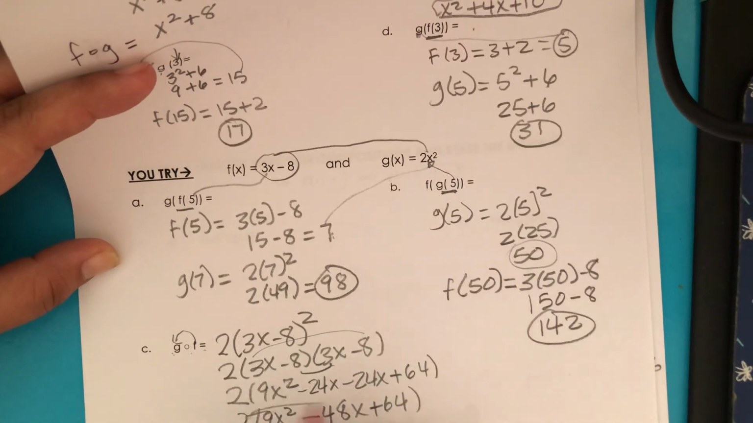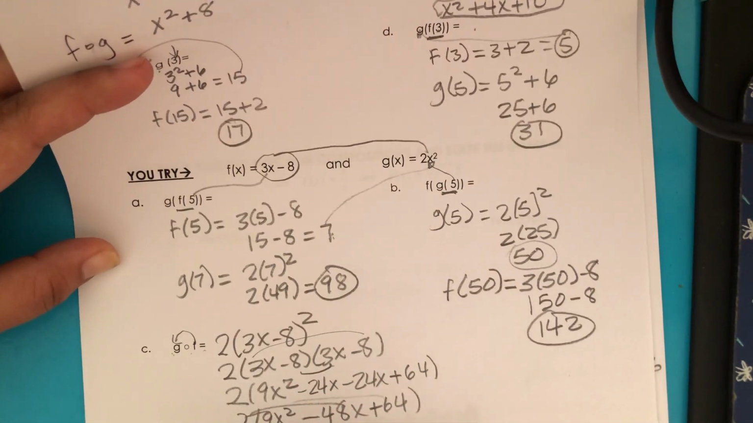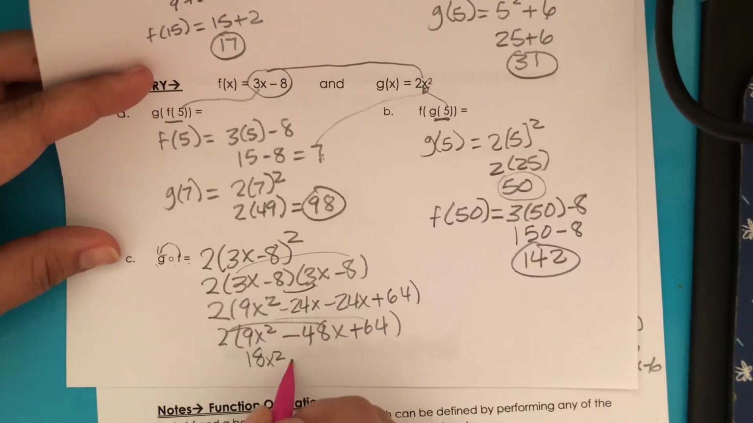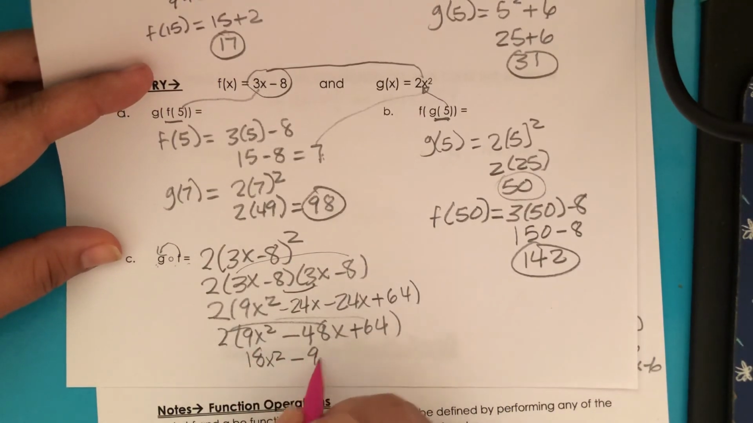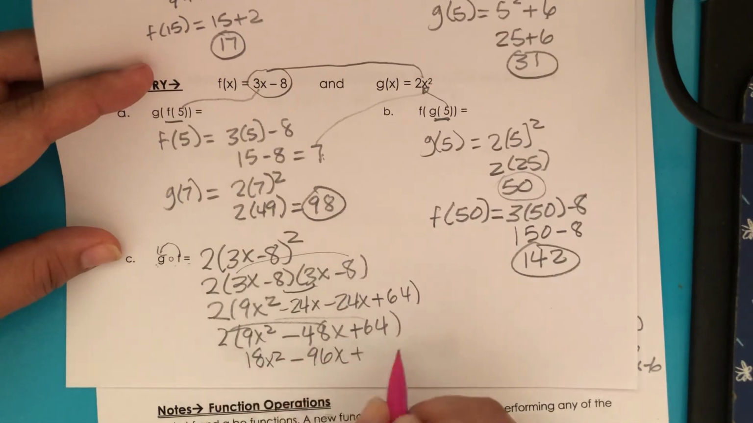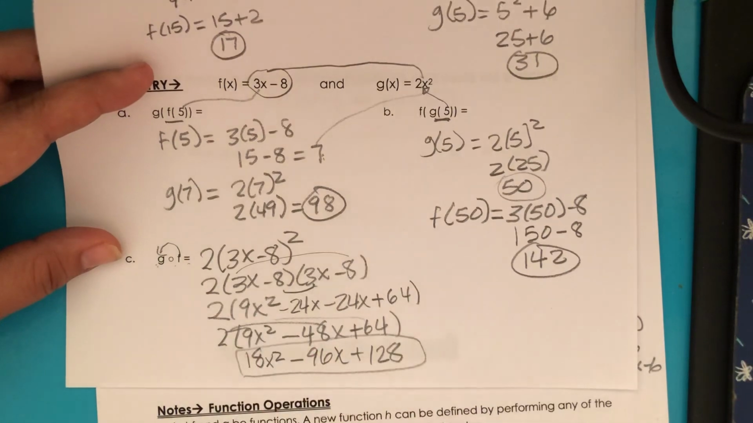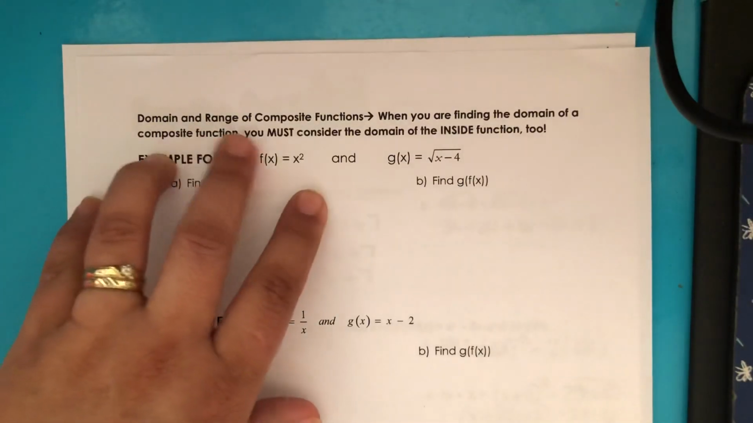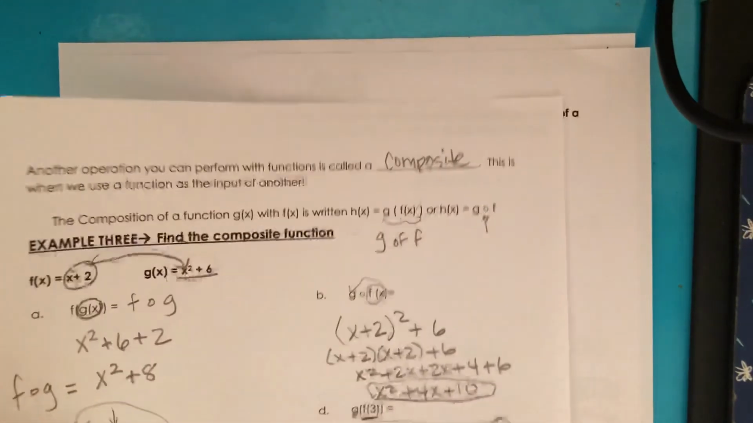And then multiply by 2. So that's 18x squared, minus 48 times 2 is 96x, plus 64 times 2 is 128. So that would be your final answer. And tomorrow we will discuss the domain and range of composite functions. So that would be for tomorrow.